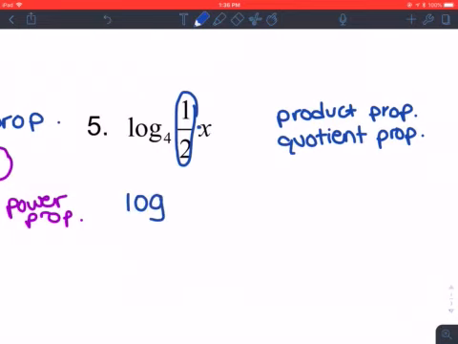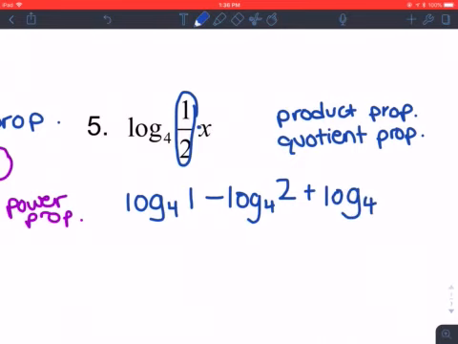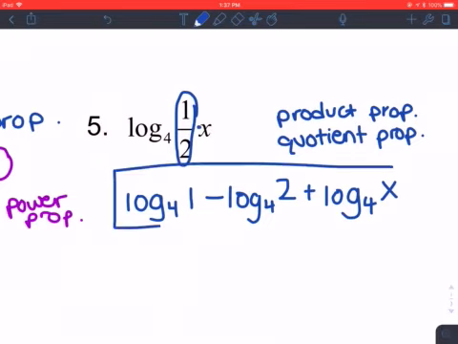What will matter is the order of the division. So log base 4 of 1, which has to go first, minus log base 4 of 2. So the numerator goes first, and then the denominator. And then we're multiplying, so we're going to add log base 4 of x. Okay, I had 3 terms, so I have 3 separate logs. There are no exponents. I am finished.